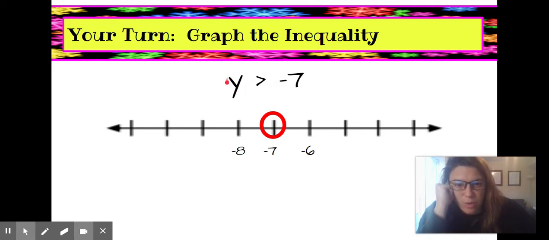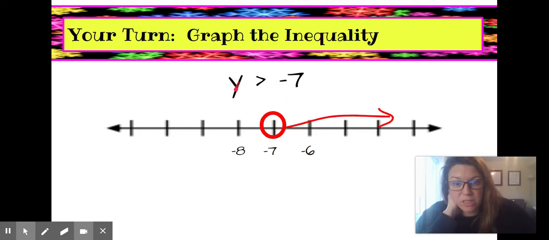So here's my variable. My arrow goes in the direction that I can put all the numbers into that variable. I could substitute it in and it would be true. Like if I put a -8 here, -8 is not greater than -7. So I don't want my arrow going in this direction. So my trick is if the variable is the greater side of the inequality, your arrow goes to the right.